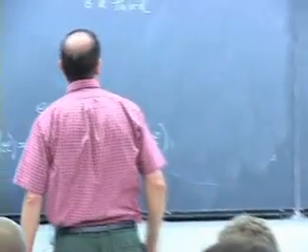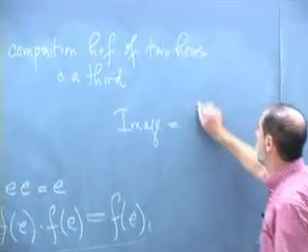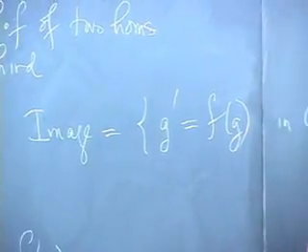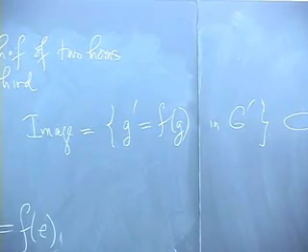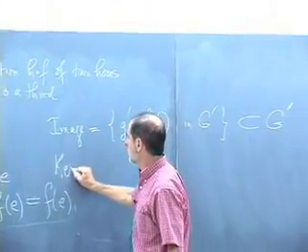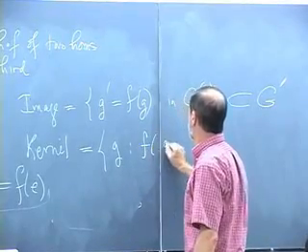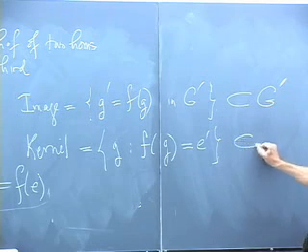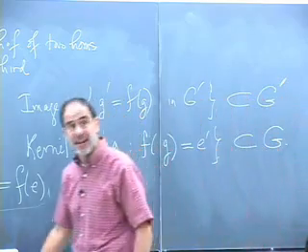And some important subgroups that are associated to a homomorphism: you have the image. Peter defined that last time. That's the set of elements of G prime which are equal to f(g) for some g in G. So they're the things that are hit by the homomorphism. And that's a subset of G prime. And you have what's called the kernel. For those of you who've done vector spaces, you know this sort of thing. That's the set of g such that f(g) is the identity element in G prime. And that's a subset of G. Just like you have the kernel and image of a homomorphism of vector spaces.